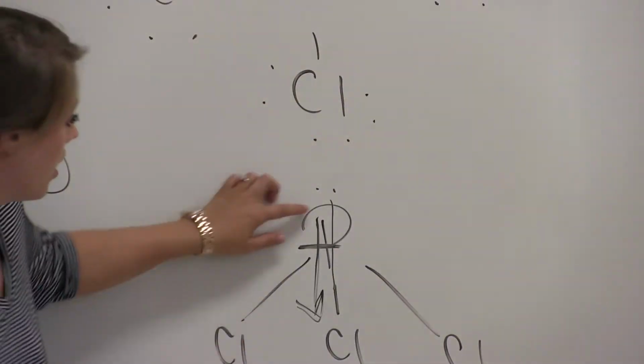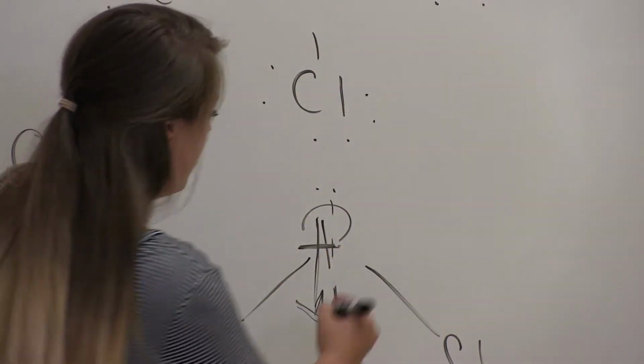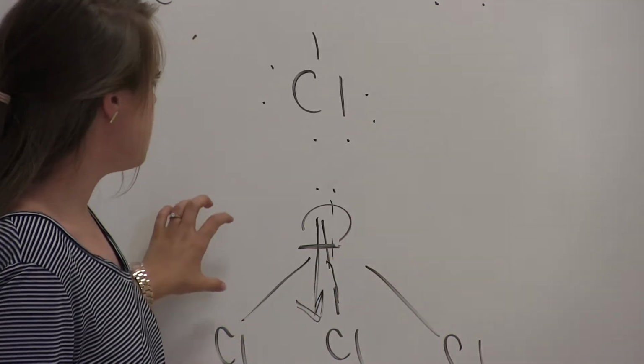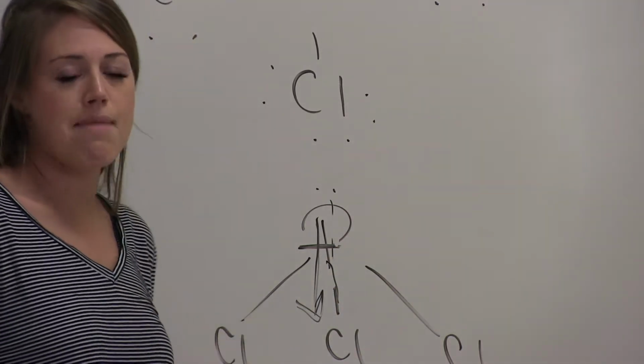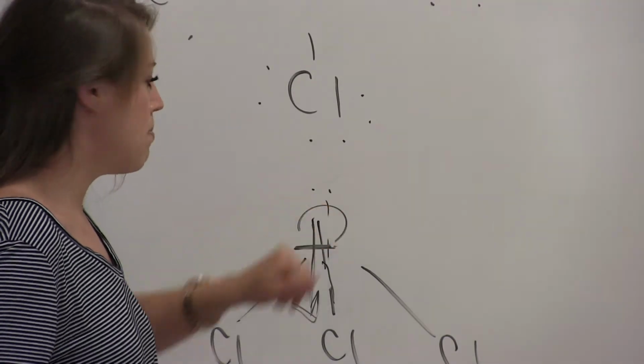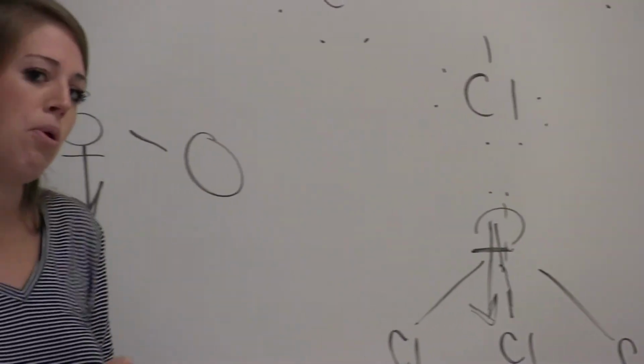I kind of butchered that a little bit. So this is going to be trigonal pyramidal, and it's going to be a polar molecule because we have a lone pair on the central atom, which is going to make a dipole moment.